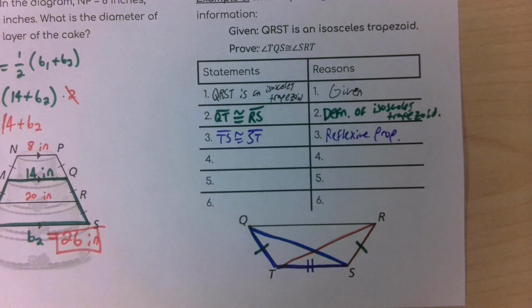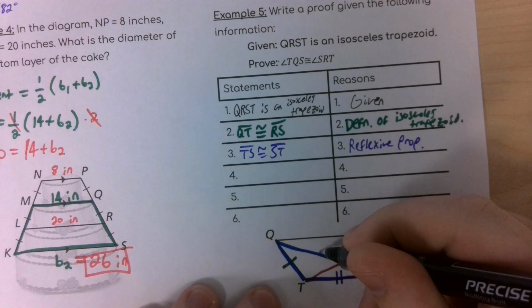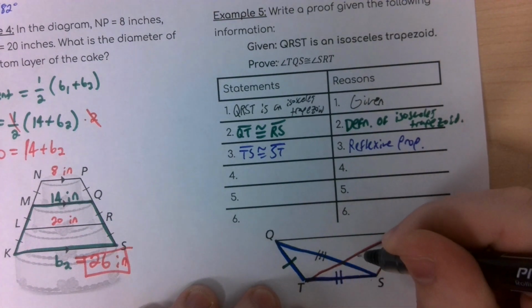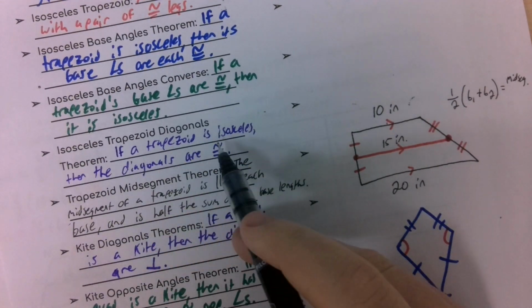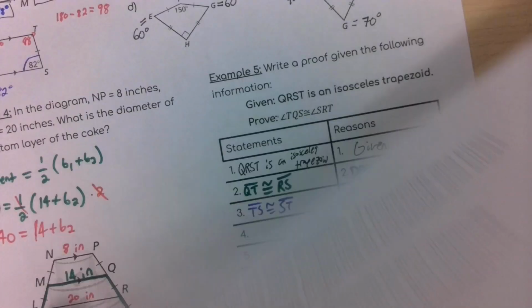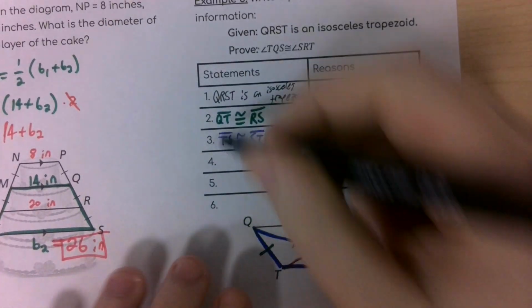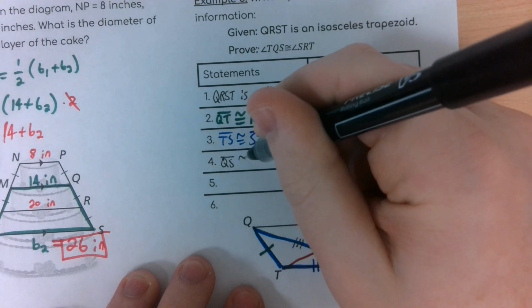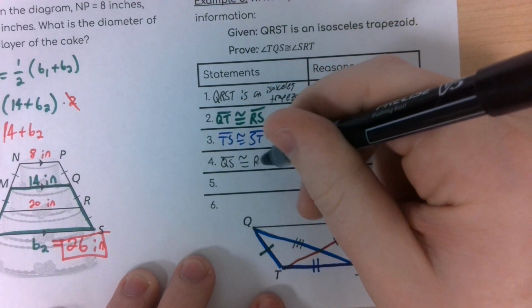If we wanted to prove these two triangles are congruent, which I kind of do actually, we just need either one side here or one angle here. While there are multiple ways of doing this proof, I'm going to use the isosceles trapezoid diagonals theorem. If you recall, that's the one that says this. If a trapezoid's isosceles, the diagonals are congruent. So QS must be congruent to RT.